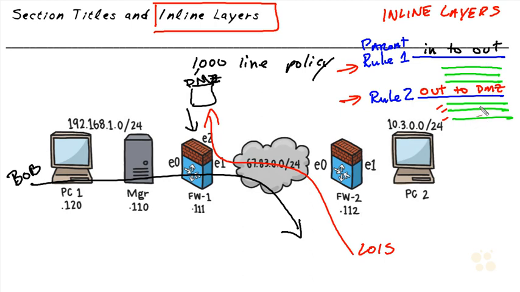So if we have certain sets of traffic that we want to allow or deny at various parts of our policies, we can reuse those. So we can create an inline layer once and then reuse it at multiple points in our policy. Another benefit is that we can assign administrative controls and privileges.